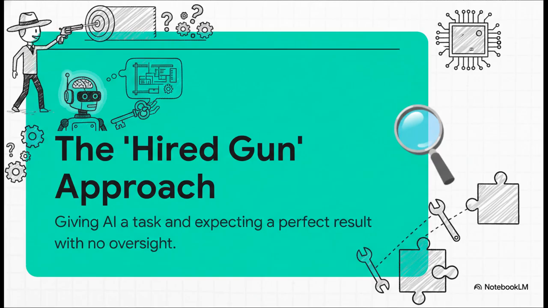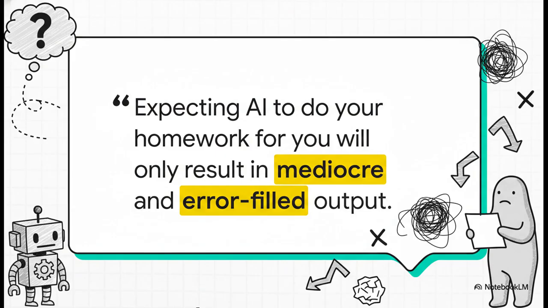But here's the reality check. AI is a tool. It's an incredibly powerful tool, for sure, but it is not a replacement for your own brain. This quote just hits the nail on the head, doesn't it? Expecting AI to do your homework for you will only result in mediocre and error-filled output. I mean, when you just outsource your thinking, you're not actually leveraging the AI's strengths. You're just setting yourself up for a flawed, generic, and, let's be real, often totally incorrect final product.